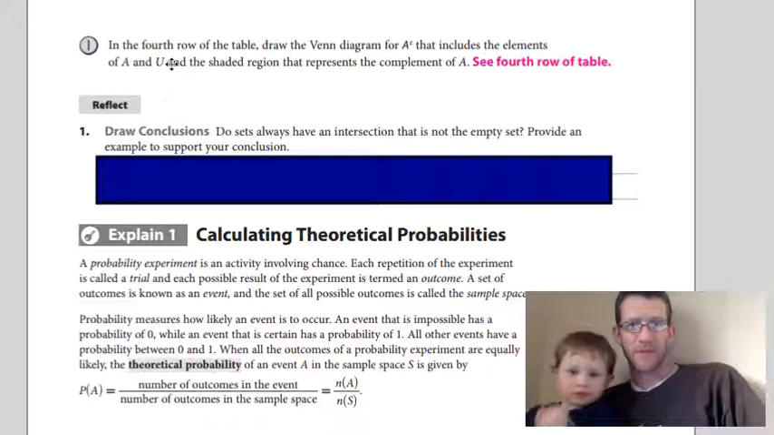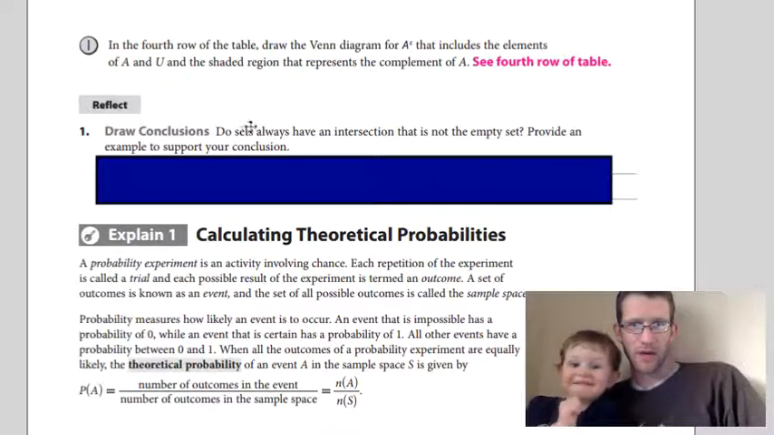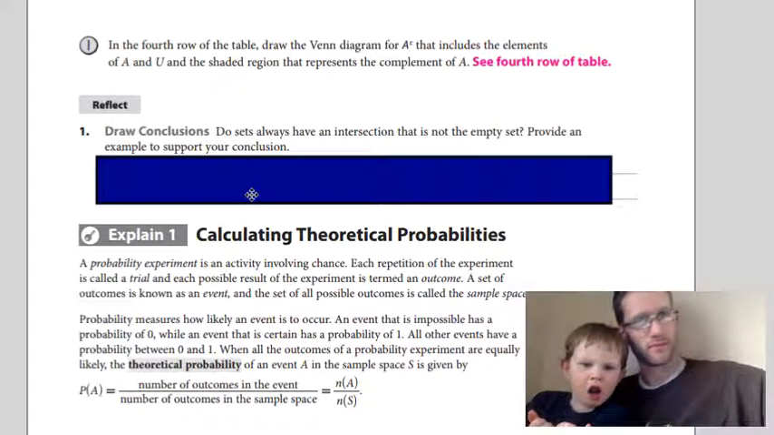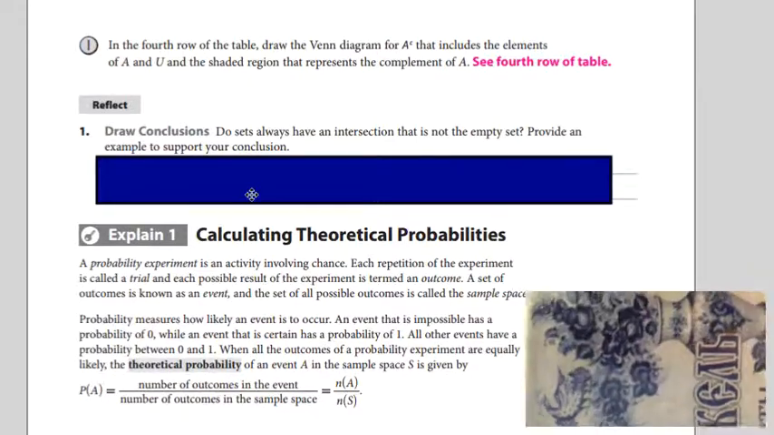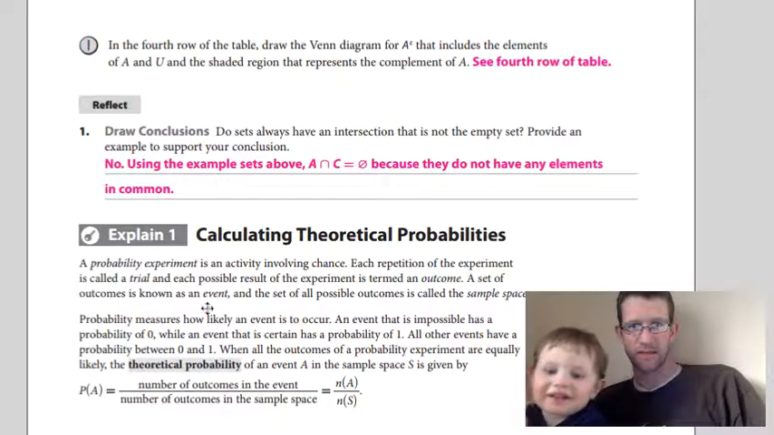So here's our example. In the fourth row of a table, draw the Venn. Do sets always have an intersection that is not the empty set? So is there always an intersection between sets? Think about that. Pause. No, there is not always an intersection, right?